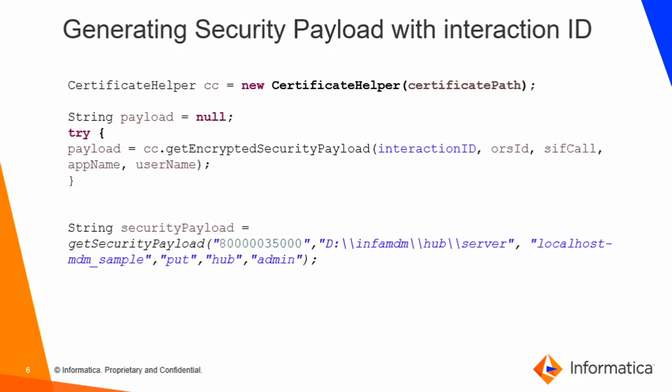You can also generate the security payload with interaction ID. You need to pass a unique numeric value in the interaction ID field, which is an 11 character unique number. You can pass any value here, but the same value you need to pass in the SIF request when you fire the SIF call. So make sure that while generating the security payload with interaction ID, you make a note of this interaction ID number.